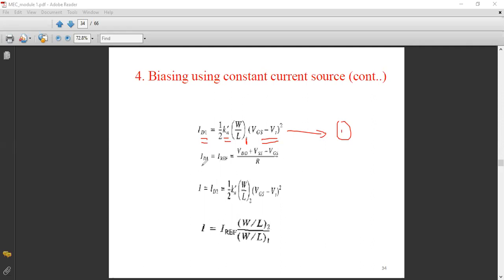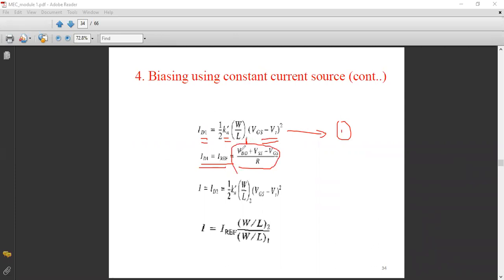Now, also ID1 is equal to I reference. Already I told you, because the reference current I reference is not going to split into two components. Whatever we are having as I reference, it will be flowing through the drain of Q1 as well. It is not going to split. Therefore, ID1 is equal to I reference, which you can write as (VDD plus VSS minus VGS) by R. How did you get this equation? By just applying the KVL.